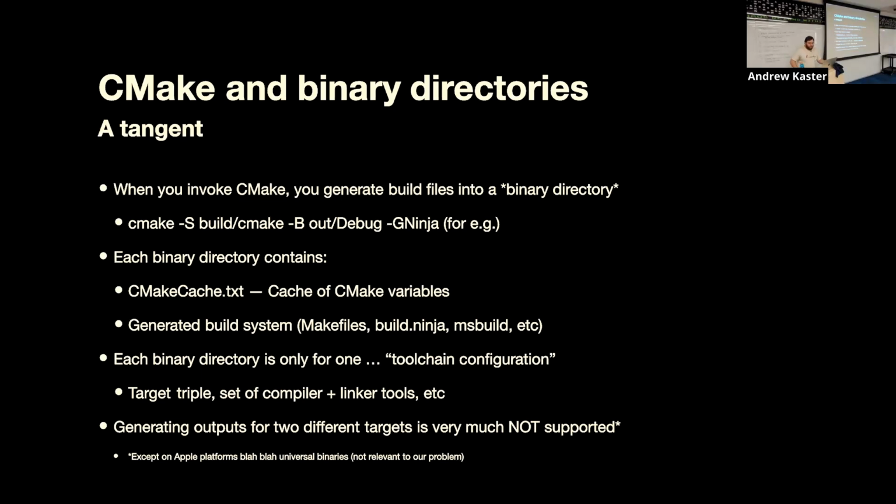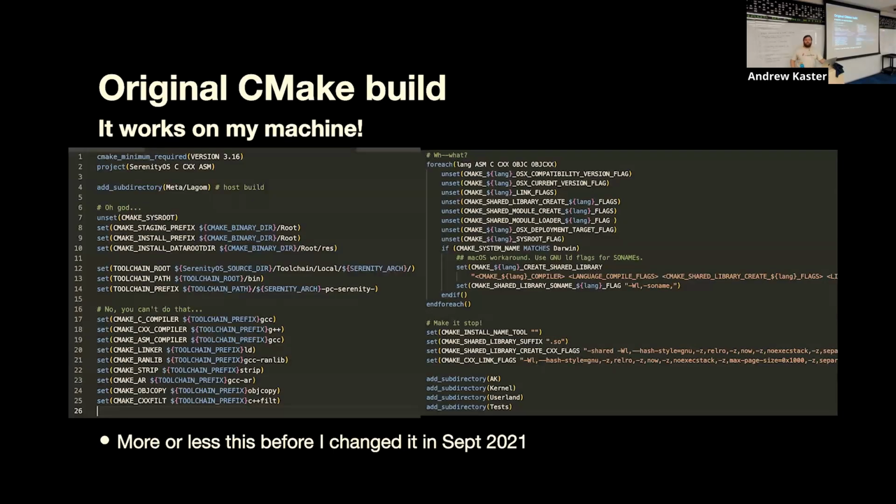So if you want to generate outputs for two different targets into the same binary directory, that's not supported unless you're using Apple and you're generating universal binaries. That doesn't matter. You can't generate two different targets in the same build directory. Well, you can, but CMake doesn't like it. So of course, what did we do? We did exactly the thing you're not supposed to do. And this is almost exactly what the build looked like until about September 2021. Hopefully you can read some of this, but essentially we configure the project.